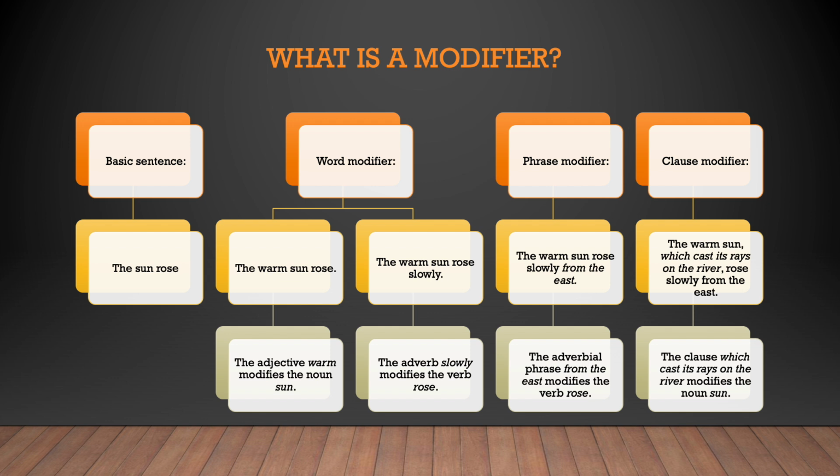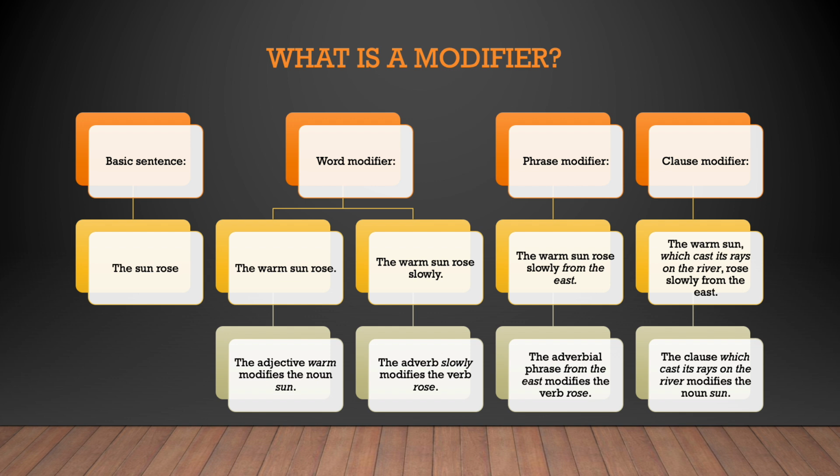Basic sentence: The sun rose. Word modifier: The warm sun rose. The adjective warm modifies the noun sun. The warm sun rose slowly. The adverb slowly modifies the verb rose.